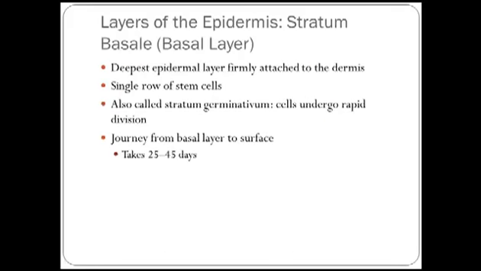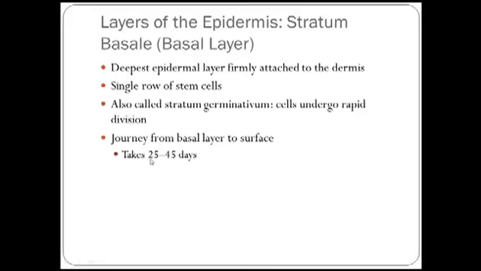Okay, so with our layers of cells, we have the stratum basale. It's going to be our deepest layer. It's going to be anchored to the dermis. Like we said, it's a single layer of cells. It is described as stem cells because these cells are going to be actively dividing constantly. Another name for them is the stratum germinativum, and the reason for that is because the cells are dividing so quickly.